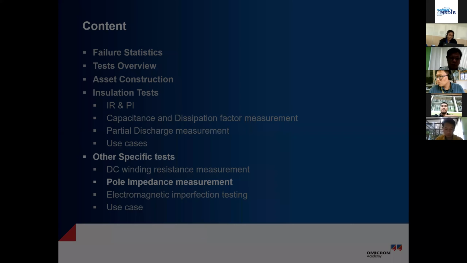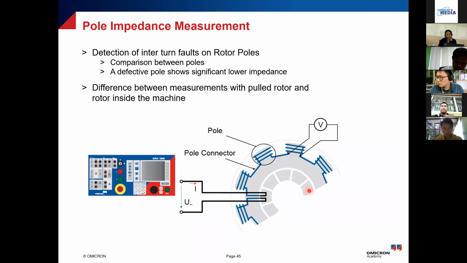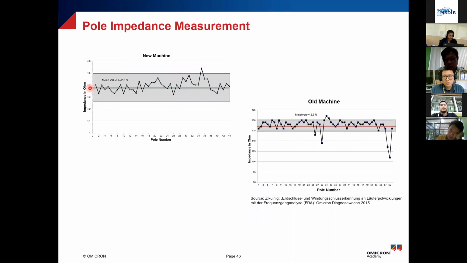Going to the pole impedance measurement. This also is for rotor. If you have interturn faults, this is a good test to detect it. What we do in this is we energize it by giving a current and then try to measure the voltage at each pole. So what you try to measure is the impedance, and the idea is that you plot it for different poles, and it should remain within plus minus 2.5%. It's a kind of rule of thumb. It's not exactly any standard, but more like a rule of thumb that you follow.